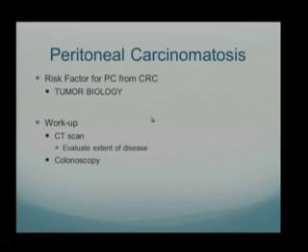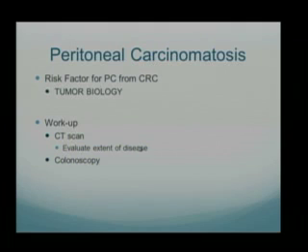So risk factors for peritoneal carcinomatosis from colorectal cancer, really it's tumor biology. It's usually the more aggressive tumor compared to some other tumors that may just spread to the liver, because these will eventually spread to the liver as well. But these usually will have a more aggressive tumor biology and have lower rates of survival compared to other colorectal cancers.